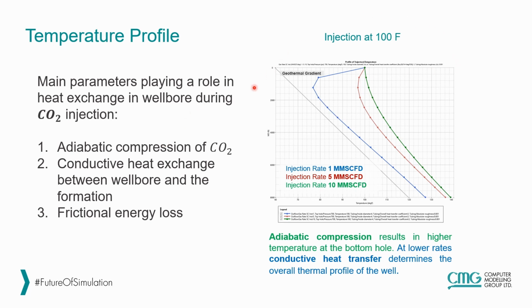Here on the right hand side plot, we are injecting at 100 degrees Fahrenheit, which is over the critical temperature of CO2. The dashed line is geothermal gradient, and the injection rate is being increased from left to right. As we increase the injection rate, the adiabatic compression is increasing as well, and this means higher temperatures.